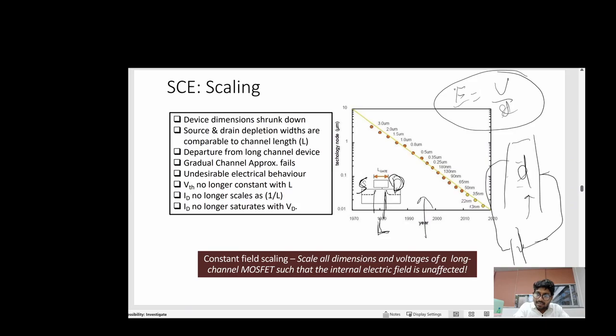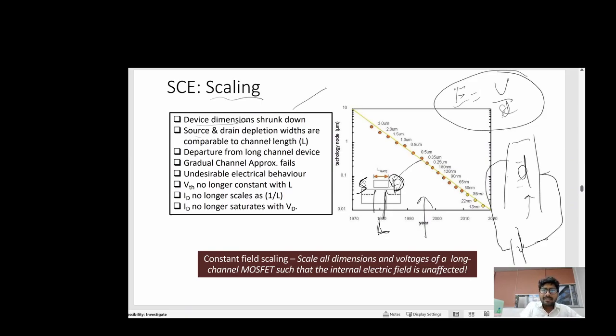And in that case, if you are doing channel length modulation or whatever scaling you are doing, there are some points that you need to take care about. Okay, so what is scaling? Scaling is the device dimensions shrinking down. Okay, so we are doing a miniaturization of the devices, right? So that is the thing.